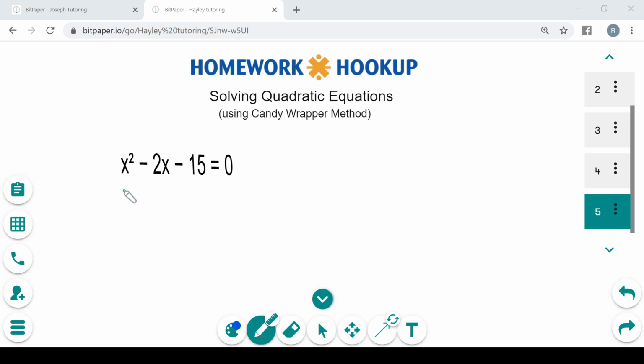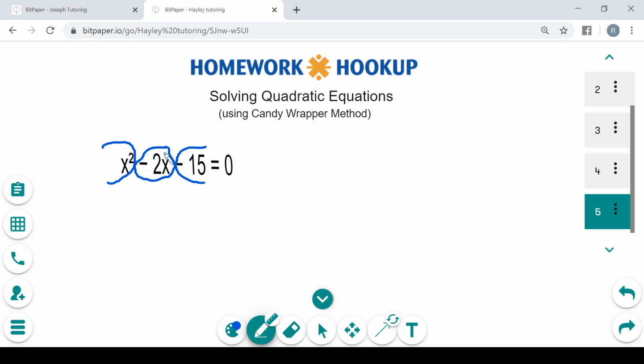So luckily, our equation's pretty much ready to be worked on. Sometimes there might be a term on this side that we got to bring over, but everything's perfectly fine. So what you want to do is draw lines like this, little squigglies. It's very important that you draw them exactly like this. And as you can see, it forms what looks like a candy wrapper. So that's why they call it the candy wrapper method.